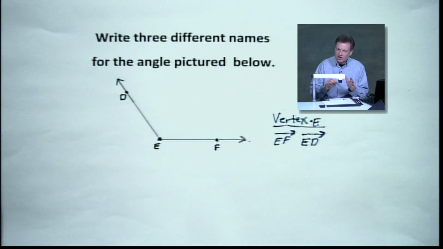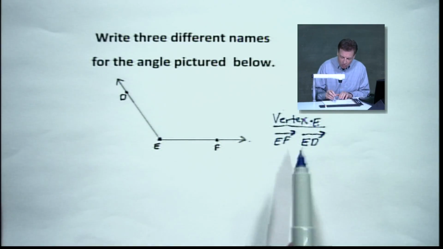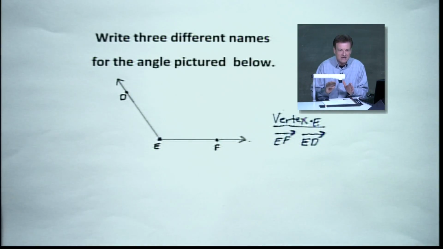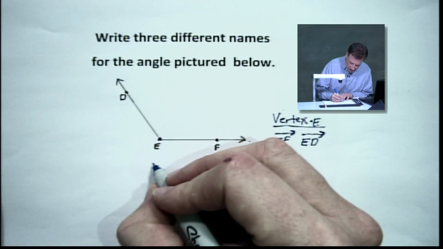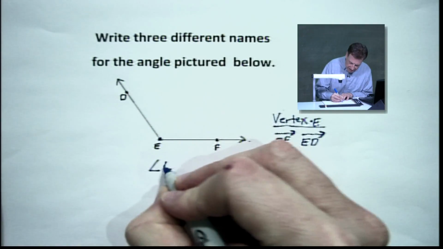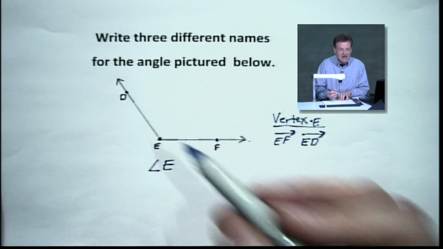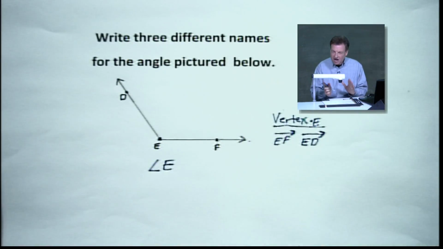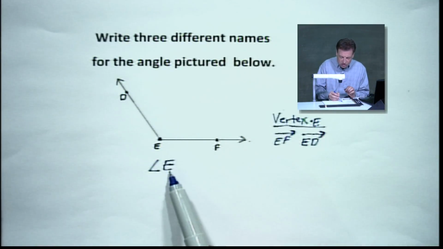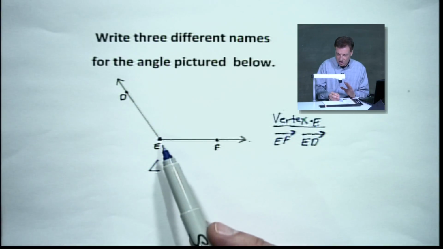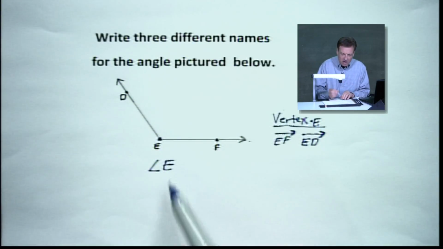Now, you say, Ernie, are you going to get to the question? Yes, I will. Three different names for the angle pictured below, but I want you to understand why these are important, because that's how we're going to name our angle, all right? First of all, angle E is quite legit, all right? Angle E with your vertex. Now, I can't call that angle D. I can't call that angle F. I can only use a single letter with the vertex, all right? So there's one option right there.